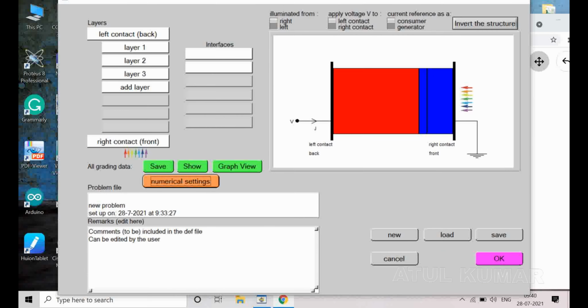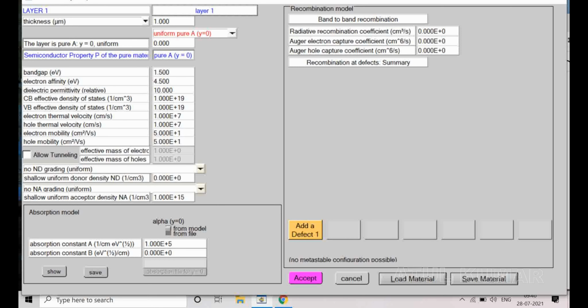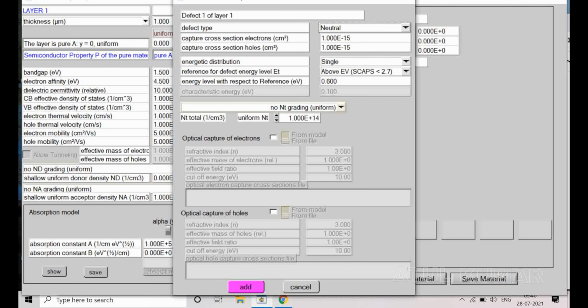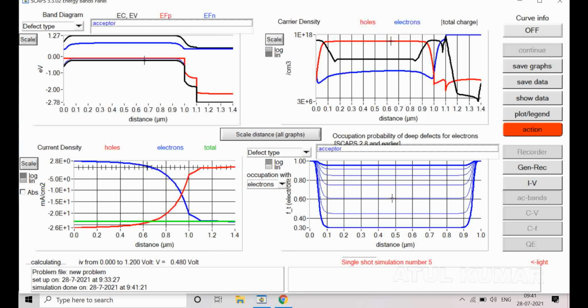Now I will show you the second case. What happens when you take this structure itself, with the Schottky barrier you have already taken, and take a high defect density in the absorber layer? The absorber layer is basically P type, so acceptor type. I will select single acceptor, keep the capture cross section the same, and increase the defect density, say 10^17. Instead of single, I will take uniform, so it is distributed uniformly throughout the forbidden gap.